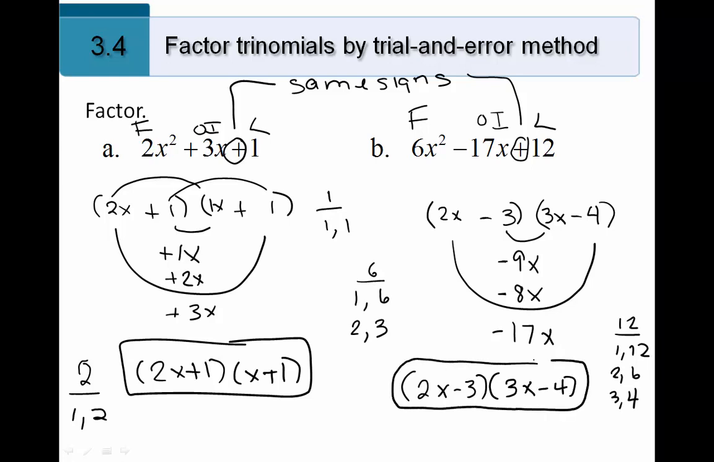Now once again, I got that right on the first trial. If that would not have worked, I would have had to try perhaps the 2 and the 3 with the 2 and the 6, or the 2 and the 3 with the 1 and the 12. If that didn't work, I may have to decide to use the 1 and the 6 with the 3 and the 4. Okay? That's why it's called trial and error.